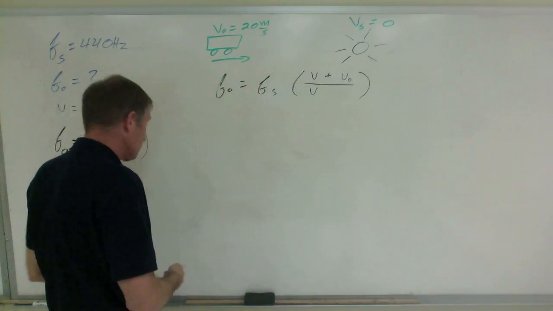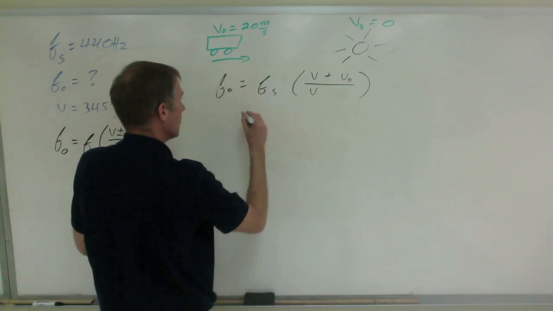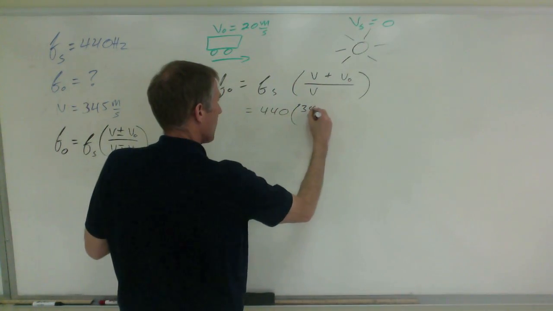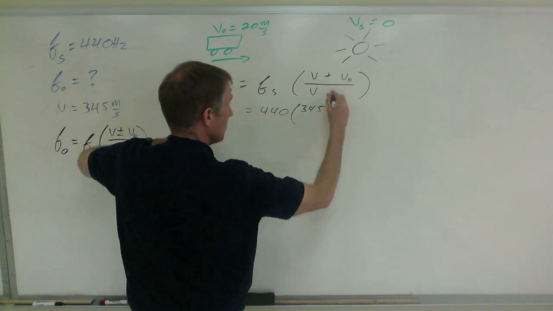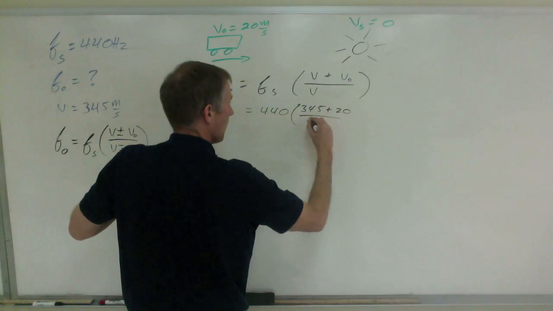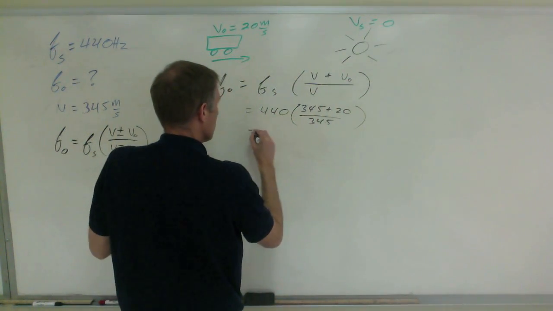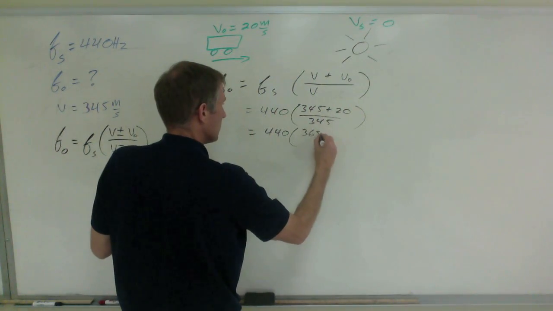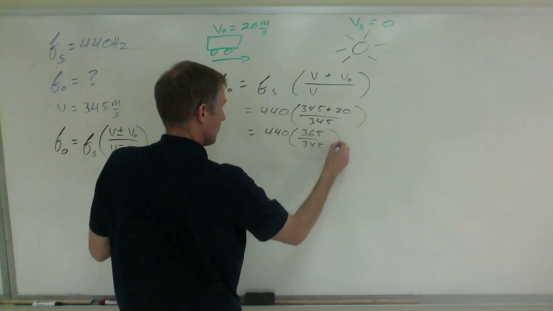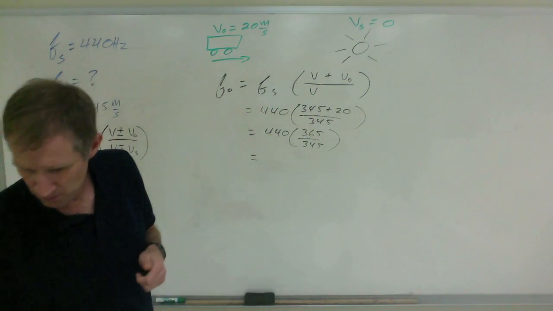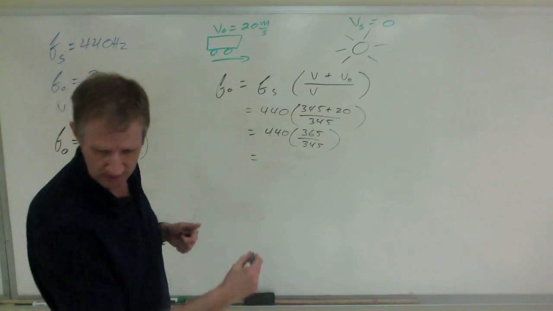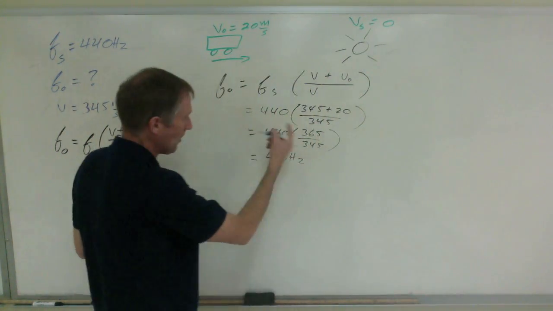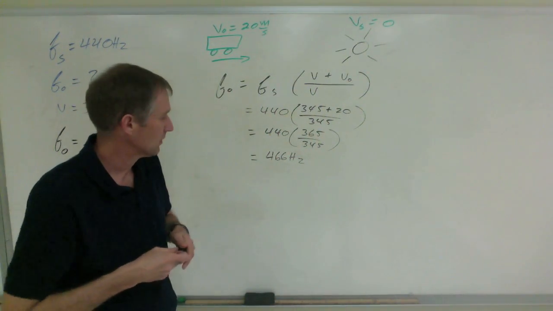All right, now let's put in numbers and solve this. So that's going to be 440 times 345 plus 20 all over 345. So that's going to be 440 times 365 all over 345. And that comes out to be 466 hertz, which is indeed higher than 440. It's higher just as we expected it would.